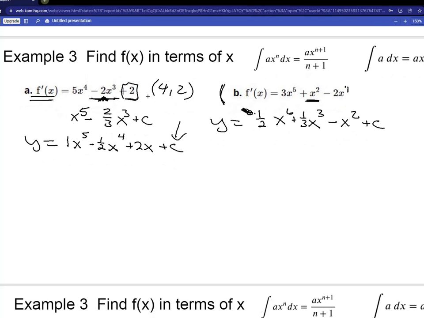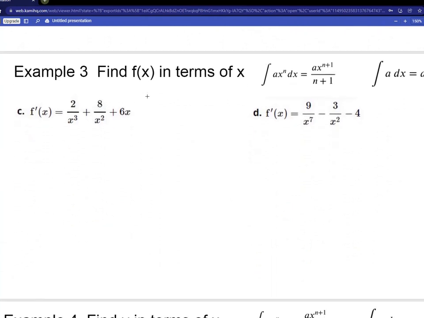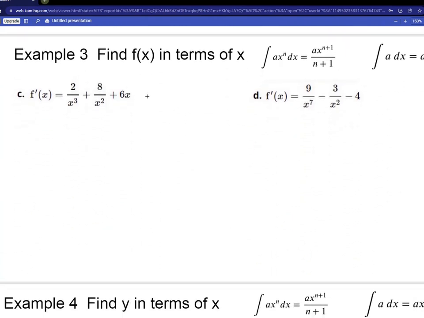Yeah. All right, so let's take a look at this. All right, these are a little tougher. What are you going to do first? You're gonna bring the x up. So it's going to say 2x to the what? Negative power 3. Good. Now what am I going to write now? Plus 8x to the negative power 2. Good. All right, and then we're just going to keep the 6x, right?